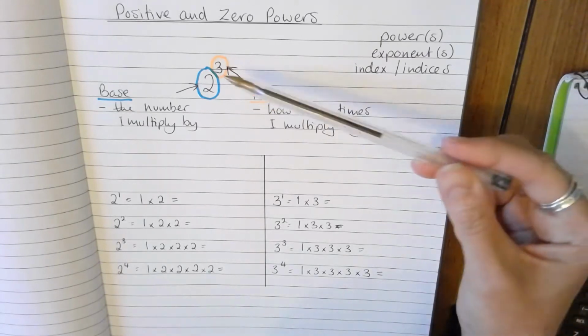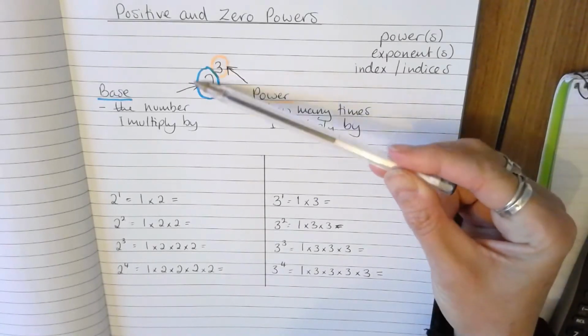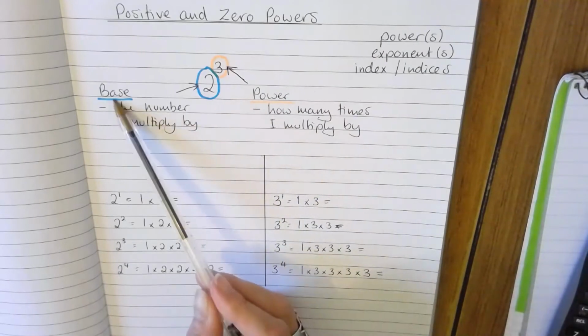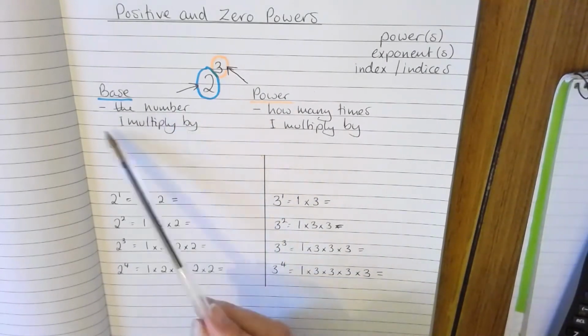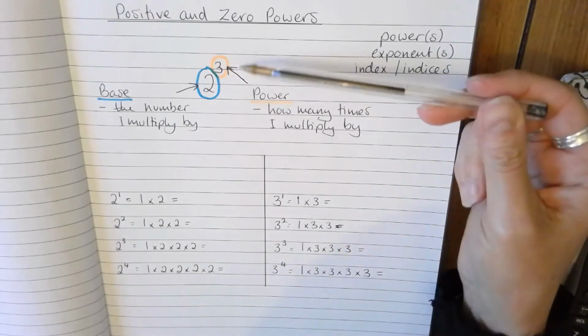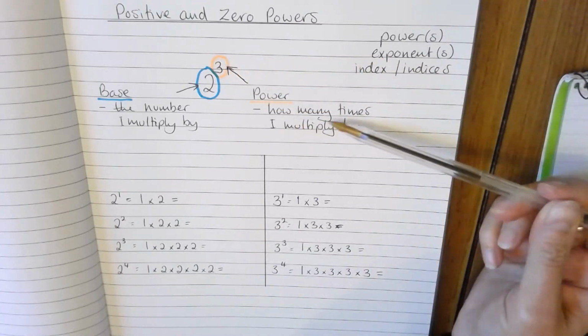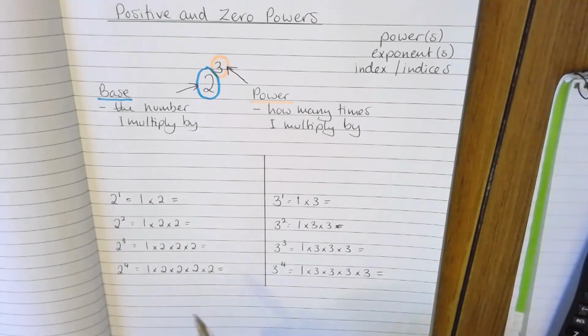So when we're looking at powers, each number that is expressed like this has a base, which is the large number, and that's the number I multiply by. It also has a smaller number in the top right hand corner called the power, and that's how many times I multiply by this number. So I'm going to look at a few powers today.